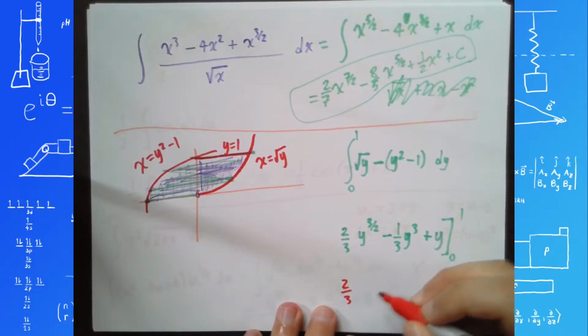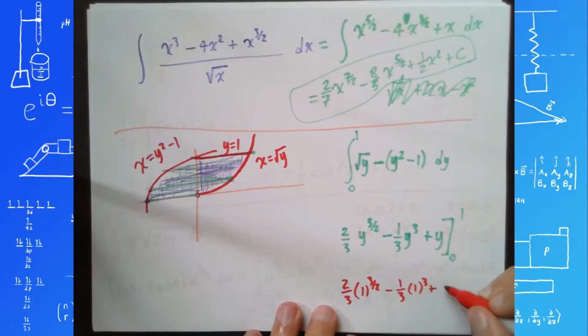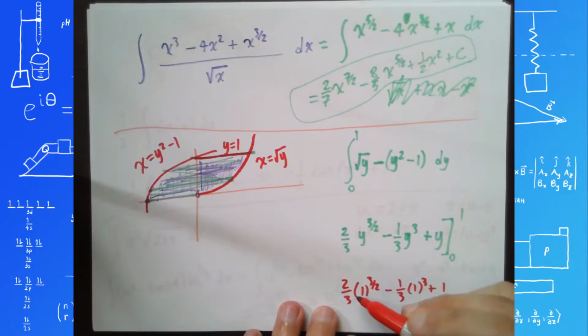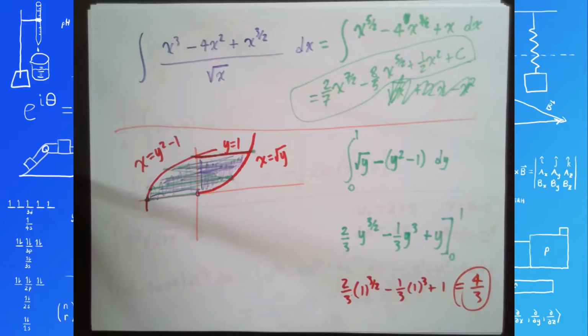2/3 of 1 to the 3/2 minus 1/3 of 1 cubed plus 1, minus 2/3 of 0 to the 3/2 minus 1/3 of 0 cubed plus 0. That's not going to add anything, so 2/3 minus 1/3 plus 1. 2/3 minus 1/3 is 1/3, plus 1 is equal to 4/3. Okay, that wasn't too bad.